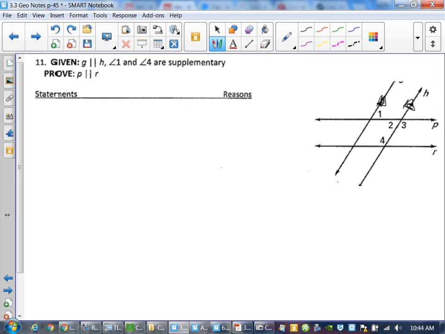Oh, my bad, I'm sorry. It's okay. Which ones are they? 1 and 2 are the same. Why are 1 and 2 the same? Those two are the same because they're alternate interior. Now, it also says that 1 and 4 have to be supplementary. Well, what else is supplementary to 4? 2.